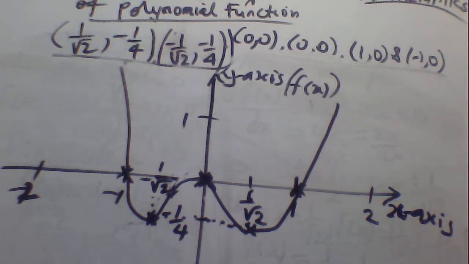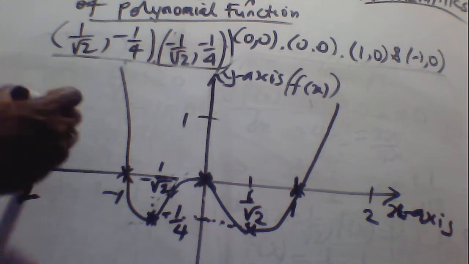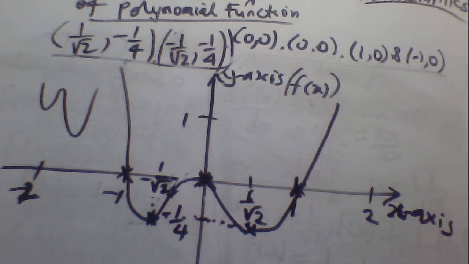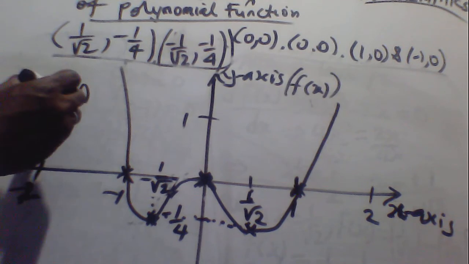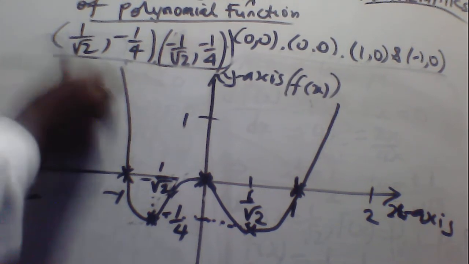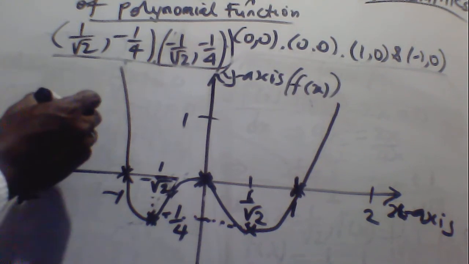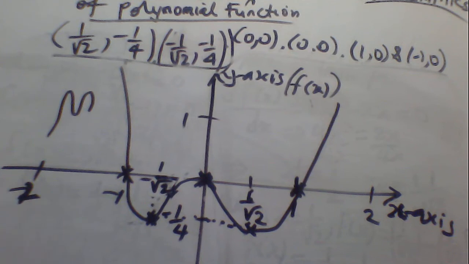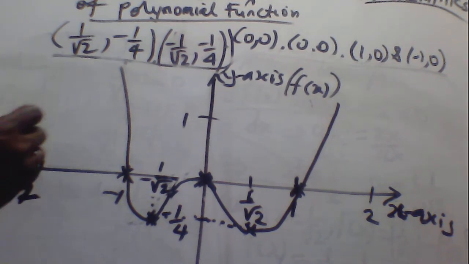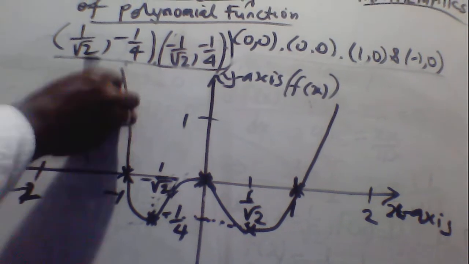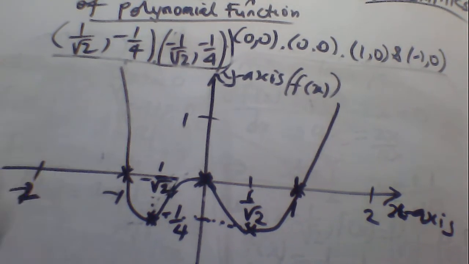Most quartic curves look like W. Sometimes it may look like this. It looks like this. Are you seeing it? This is a type of quartic function. It may also look like this. Also it may look like this. It can as well look like this, inverted. A quartic function. So this is quartic.